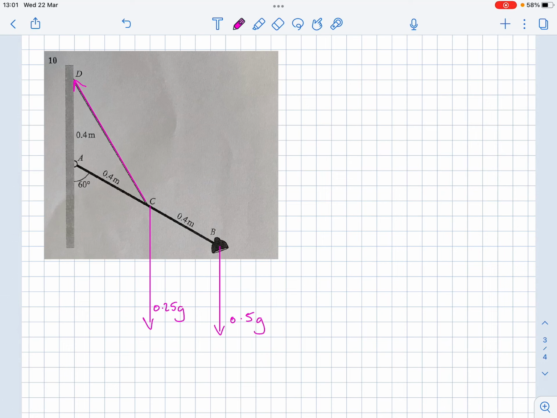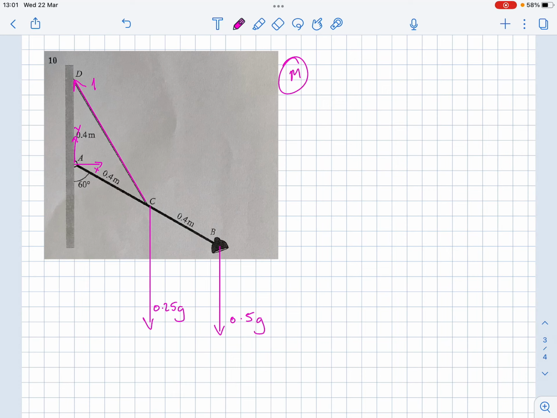And we don't need it yet, but if it's hinged, we're going to have vertical and horizontal contact forces. We don't know how that works. We've talked about this in a previous lesson with the hinges. It tells us to do moments at A.